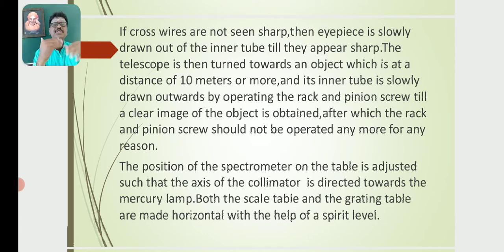Then further, the position of the spectrometer on the table is adjusted such that the axis of the collimator is directed towards the mercury lamp. Both the scale table and the grating table are made horizontal with the help of a spirit level, which is used to check the leveling of the grating table. With that, we can level the grating table horizontally.